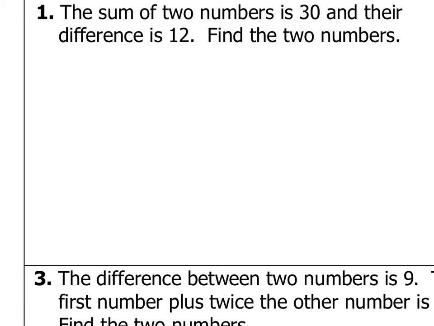The sum of two numbers is 30. Their difference is 12. Again, you can say the first number I'm going to call x. The second number I'm going to call y. The sum of these two numbers, well, sum means add, x plus y is 30. Their difference is 12. Their difference means subtract. Find the two numbers.